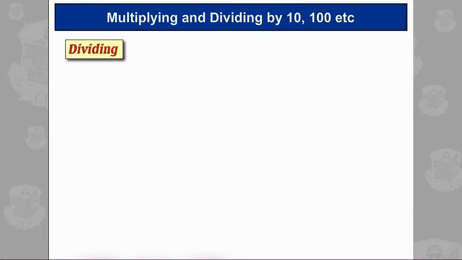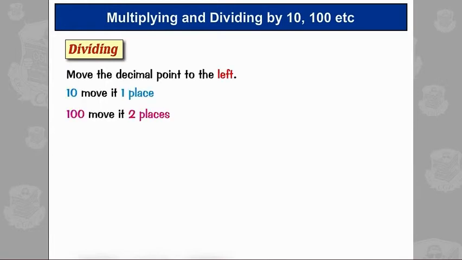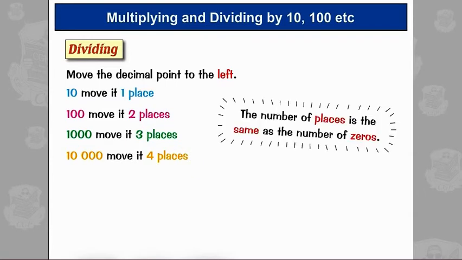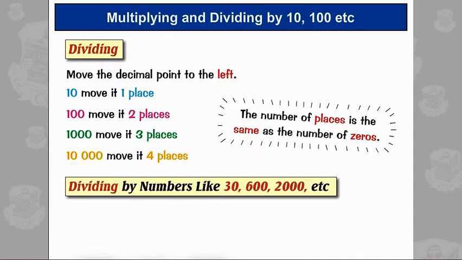So for dividing then, you want to move the decimal point to the left. The number of places you move it depends on how big the number is, and it's the same as the number of zeros, just like multiplying. What about dividing numbers like 30, 600 and 2000 then? Well, here is our example.